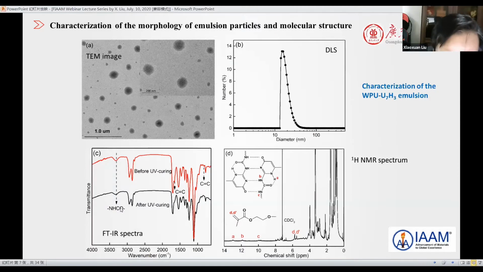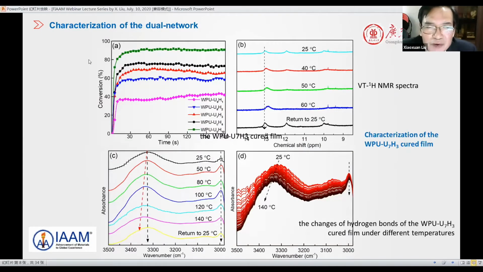This is the FTIR spectra. So the amide peak changes clearly before UV curing and after UV curing. This is hydrogen bonds. Hydrogen bonds form the networks. This is the NMR spectra. So we have characterized the networks.